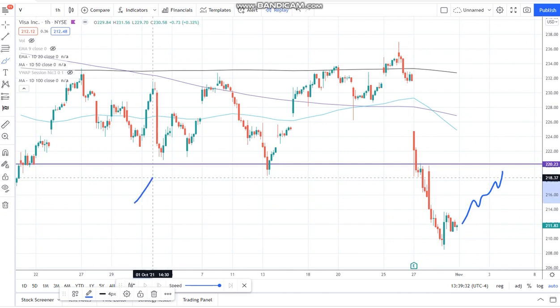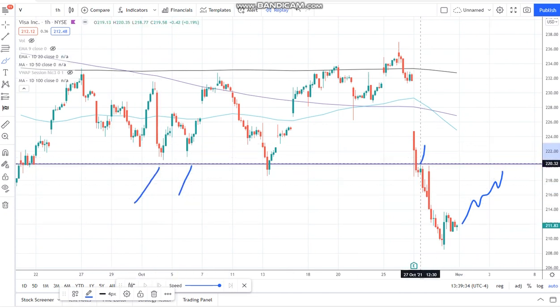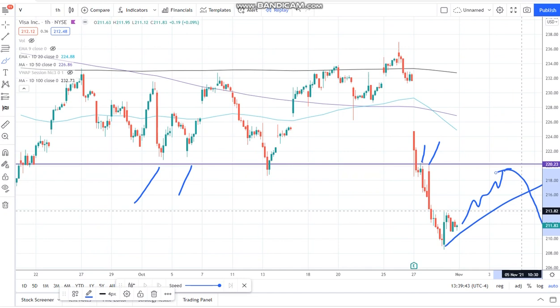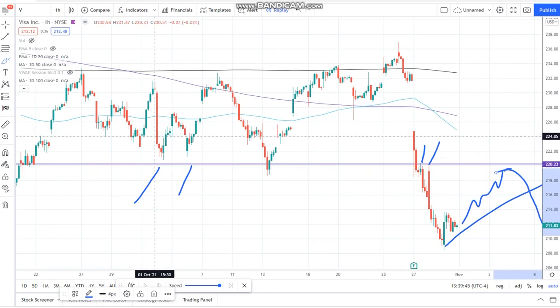Why? This is support, this is resistance. If the stock comes up, this is a resistance, right? Maybe I draw my uptrend, let it break, I go down. So you have to know how to analyze this chart.